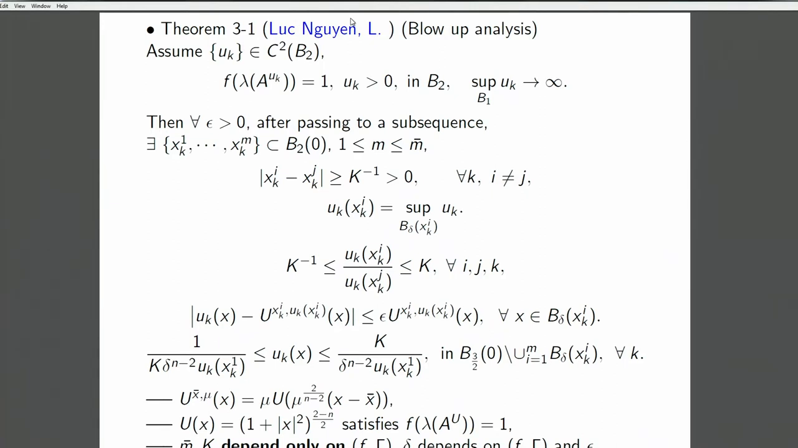So we take a sequence. Now we are in the Euclidean domain, so we take this equation in the Euclidean domain. In a ball of radius 2, we have a sequence of equations. Suppose there is a blow up, so the sup in the unit ball goes to infinity.